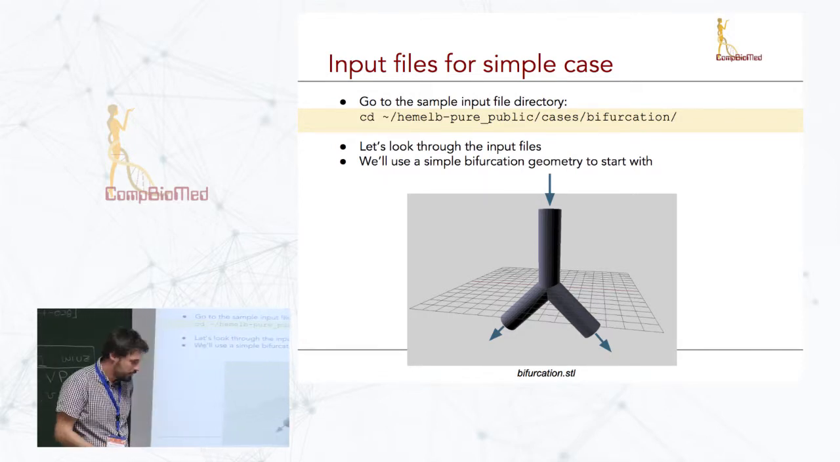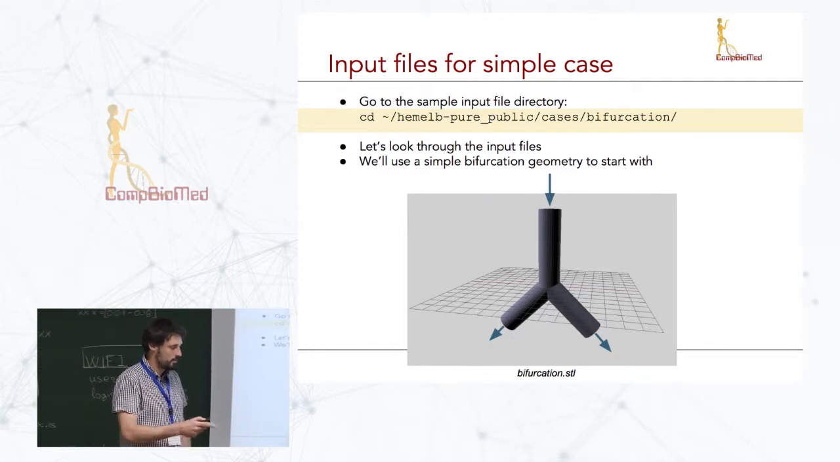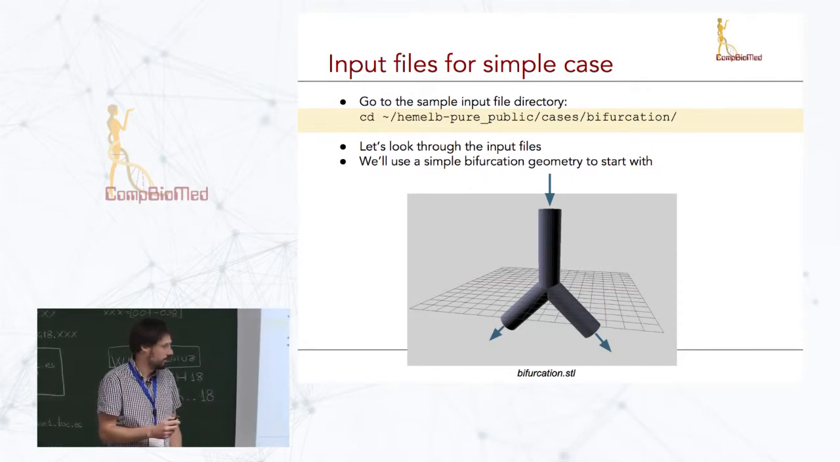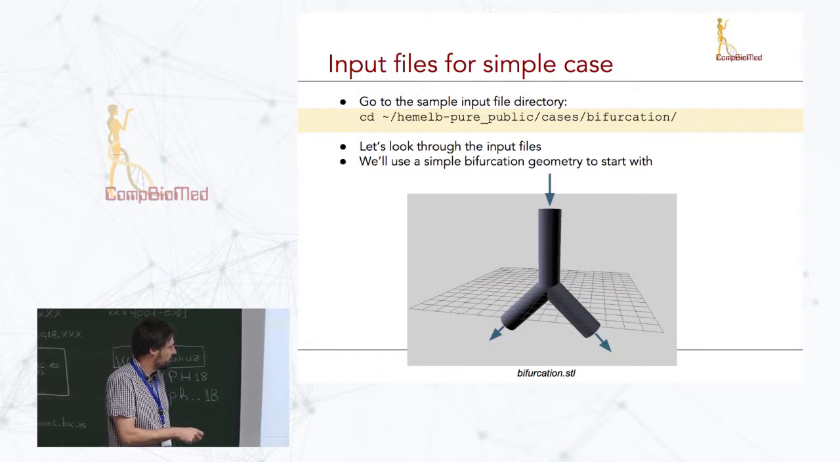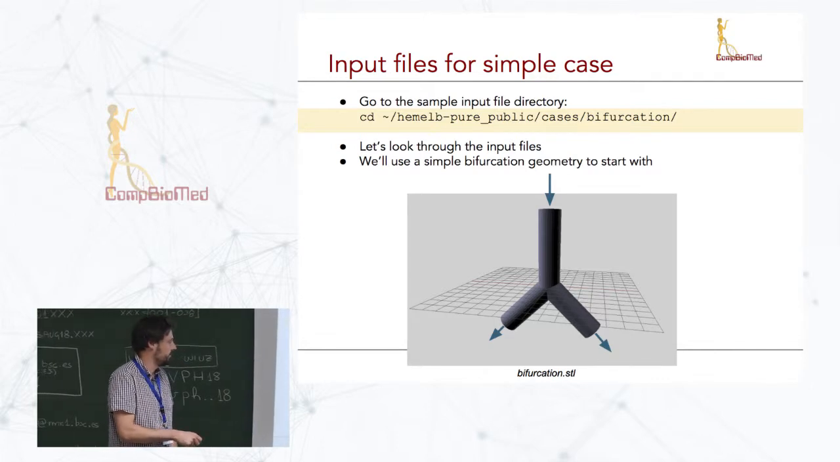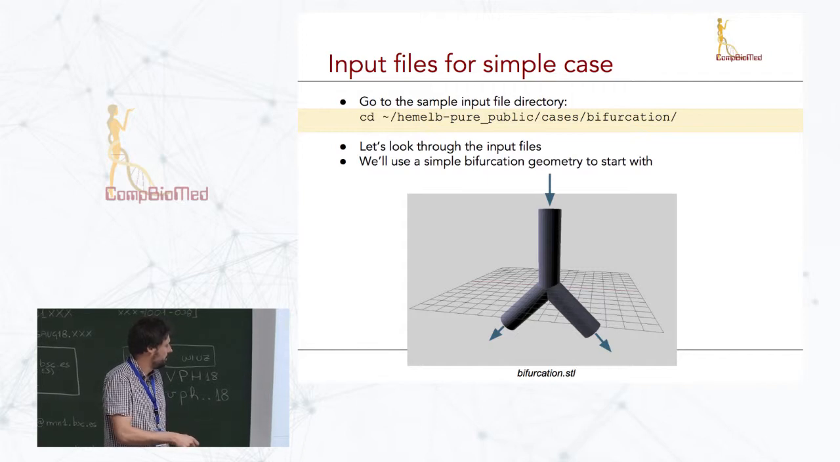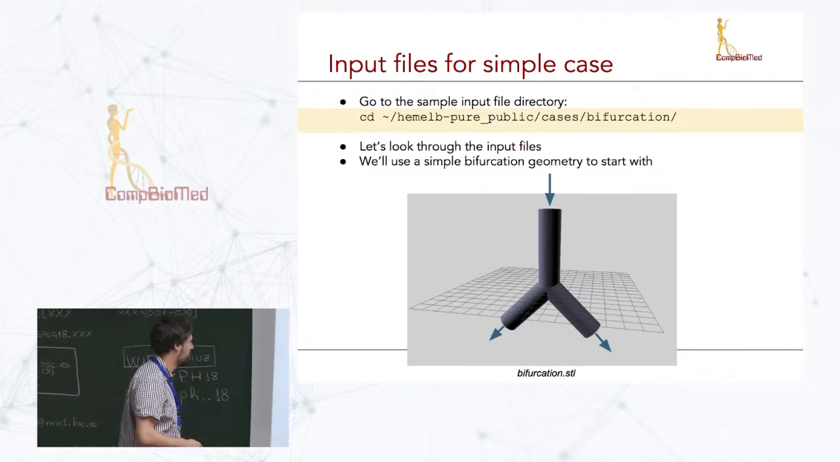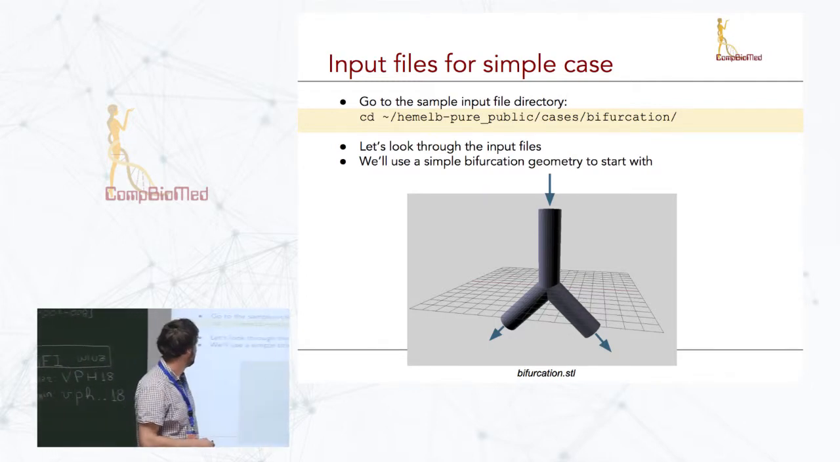Yeah. So in the cases/bifurcation folder, this is where I've put all the input files that you can use. I've not given you one of the absolutely giant things because it takes forever to run. But we'll start with just this simple bifurcation model, which, to be honest, does represent blood vessels quite well. It's got one inlet and 2 outlets. And if you've got a 3D viewer such as ParaView, you can just load bifurcation.stl, although you'd have to copy it back across to you.